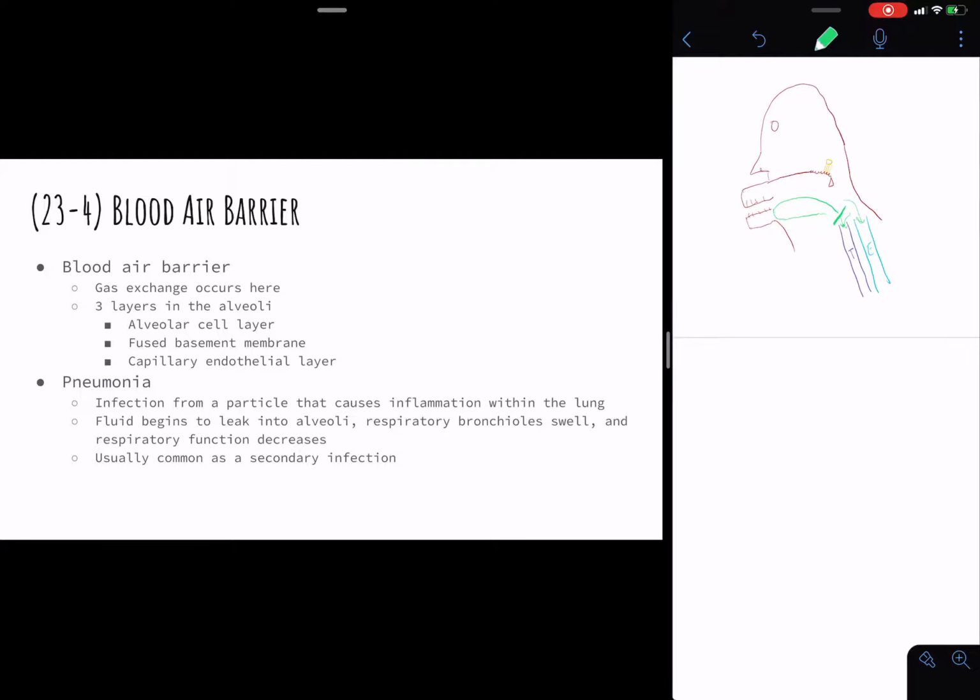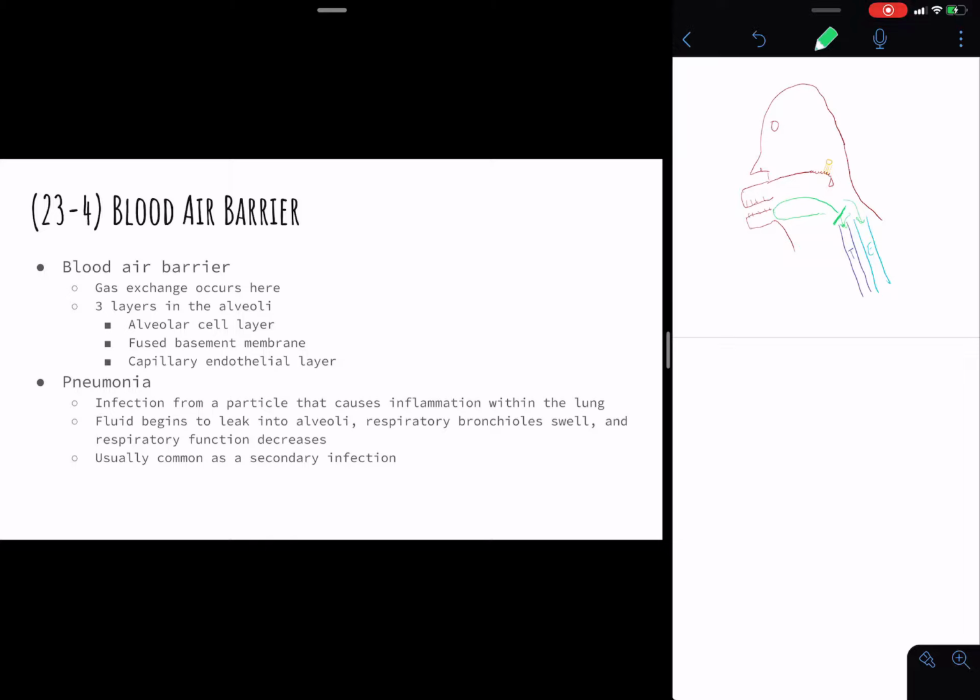Let's talk about what happens if bad news happens at the blood-air barrier. Let's talk about pneumonia. Pneumonia is an infection within the lung, which is going to produce a lot of inflammation. With a lot of inflammation, we know that we slow blood down, we bring a lot of fluid to the area, we increase temperature, and we recruit a bunch of white blood cells. Because of this, there is so much pressure from fluid buildup in this area that some of it can leak from the interstitial space or from within the pulmonary capillary itself into the alveolus.